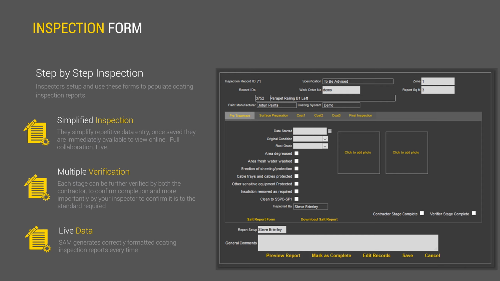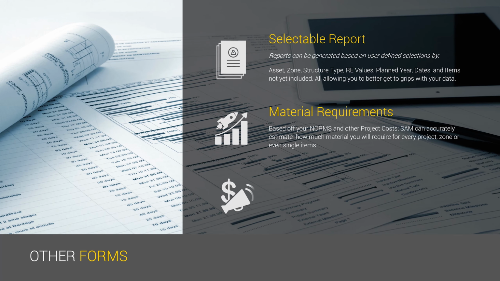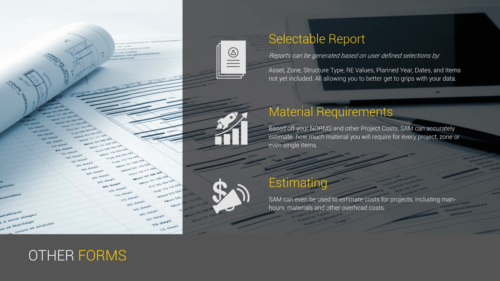SAM also generates correctly formatted inspection reports every time. There are many other powerful forms within SAM. Selectable reports generate comprehensive reports based on user selections such as asset, zone, structure type, RE values, all allowing you to get better to grips with your data.